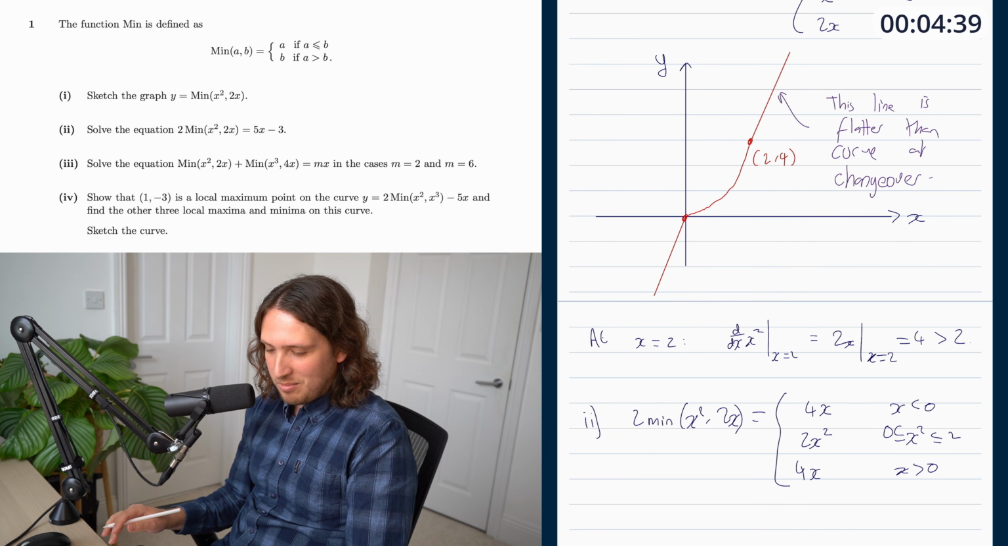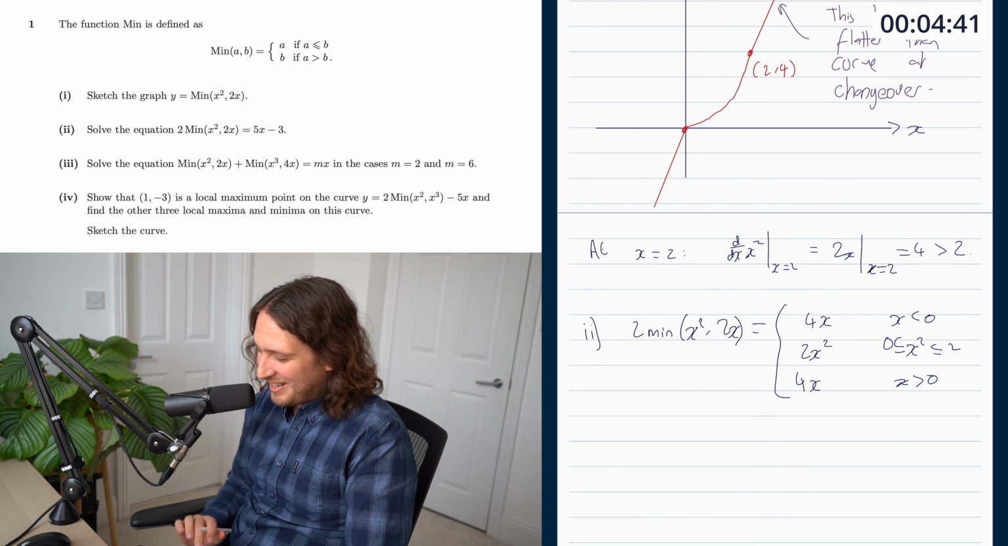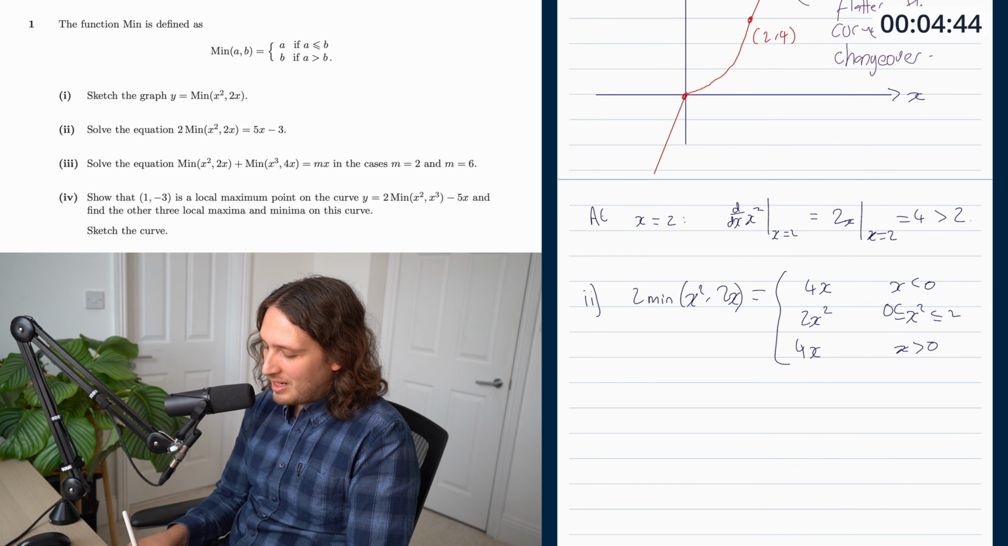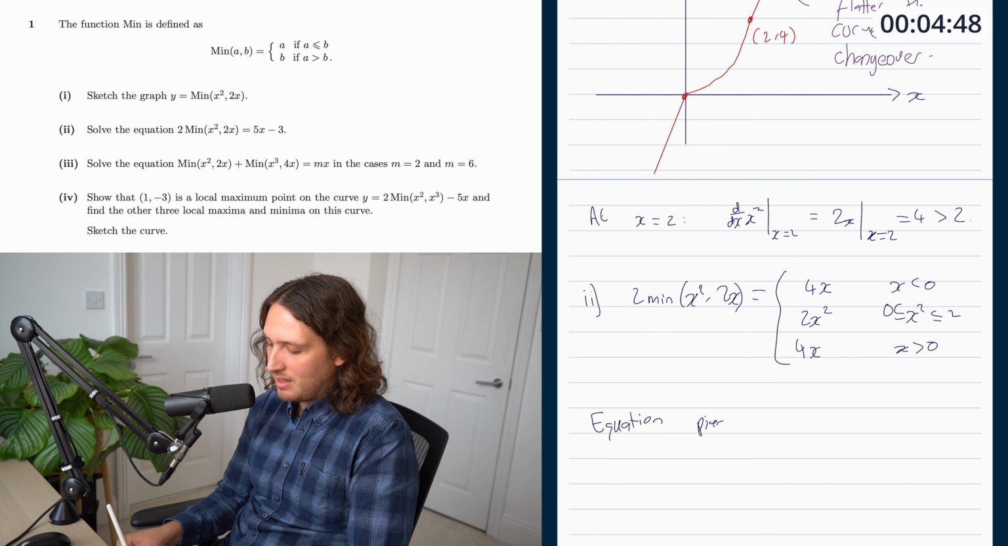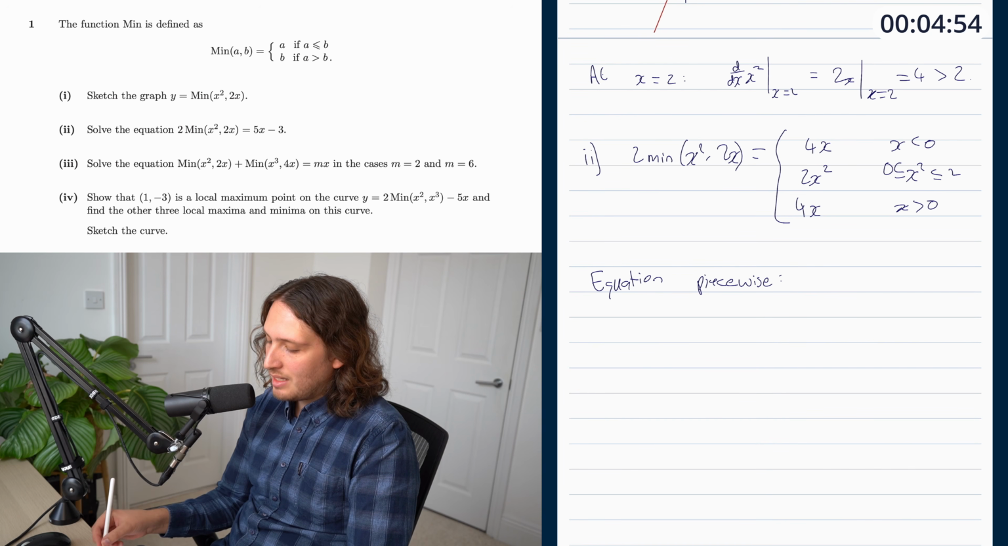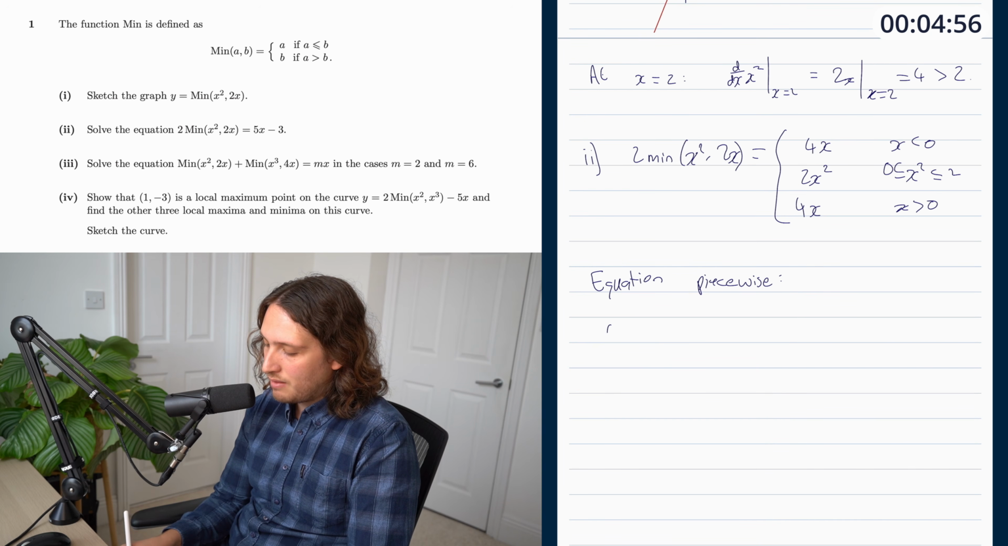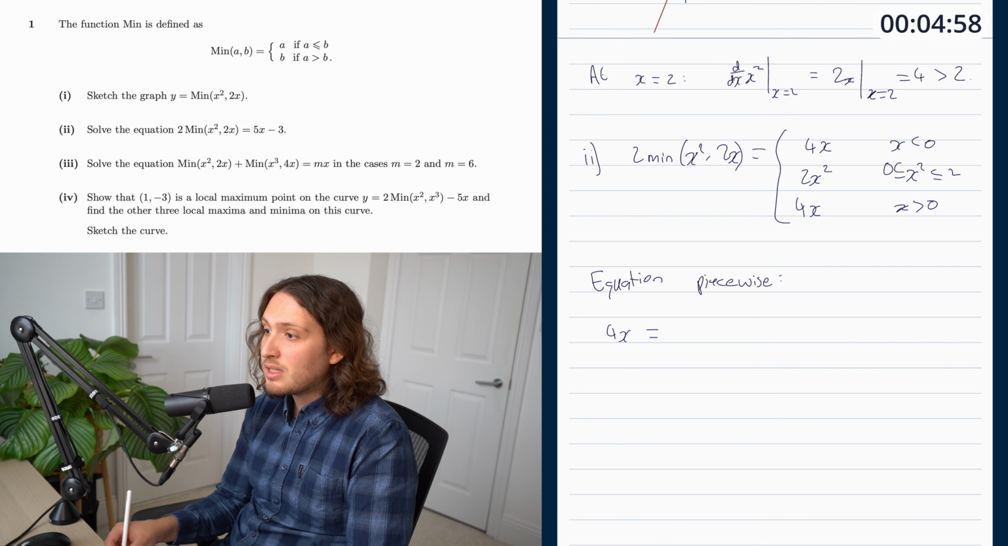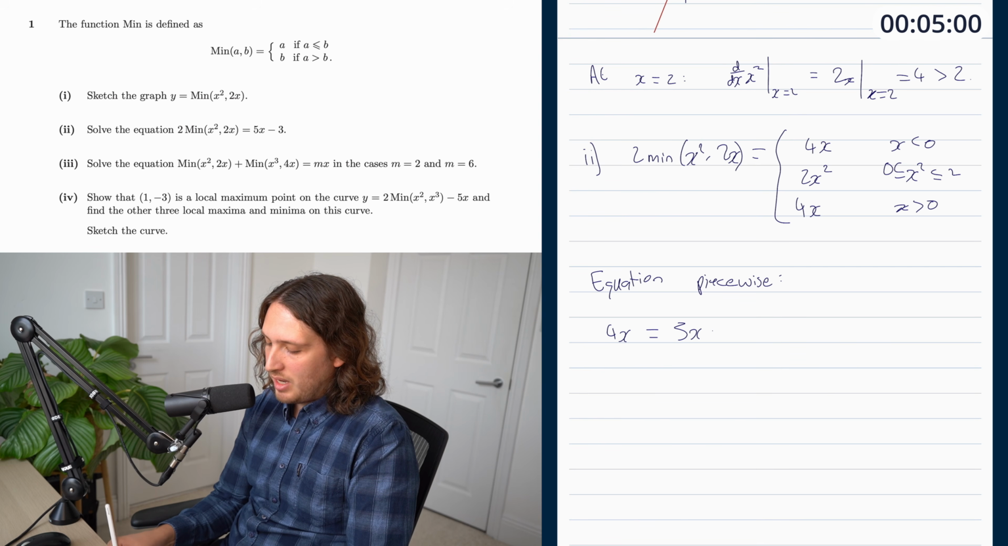How are we doing for time? Under 5 minutes. Okay, so far, so good. Now I can express the equation piecewise. I'm going to tell the reader that I'm doing that so that they don't just see a bunch of equations with no explanation. So for the x less than 0 case, my equation reads 4x equals 5x minus 3.